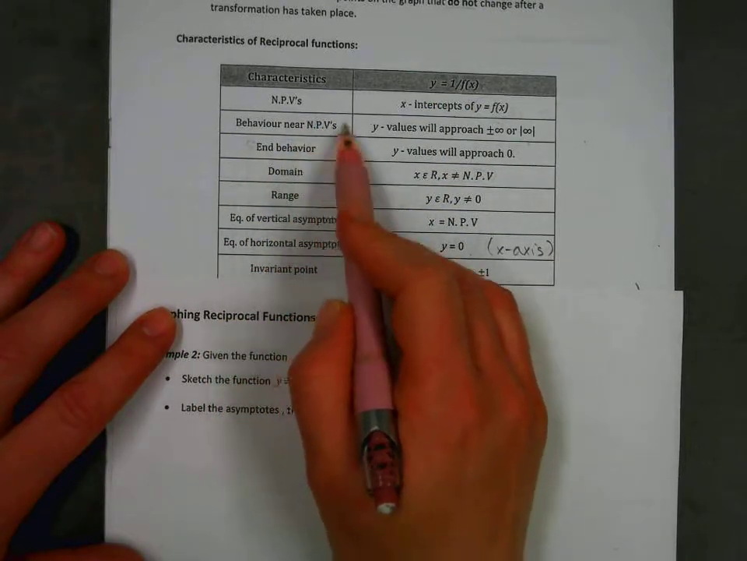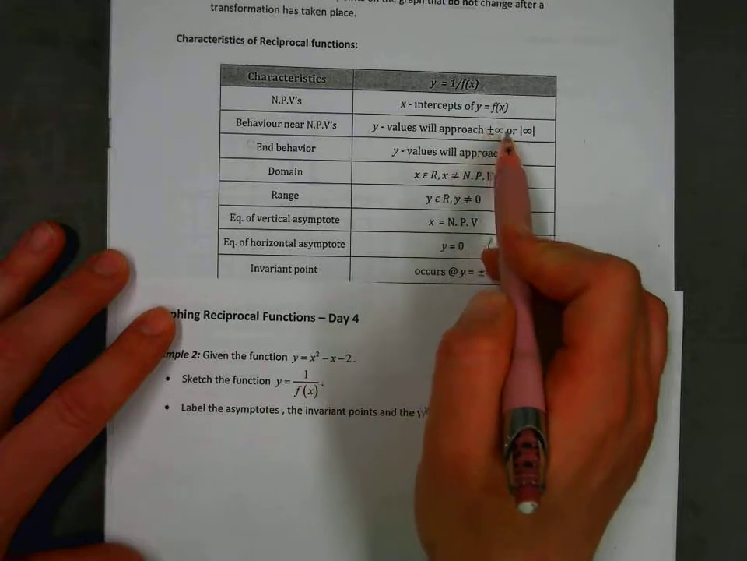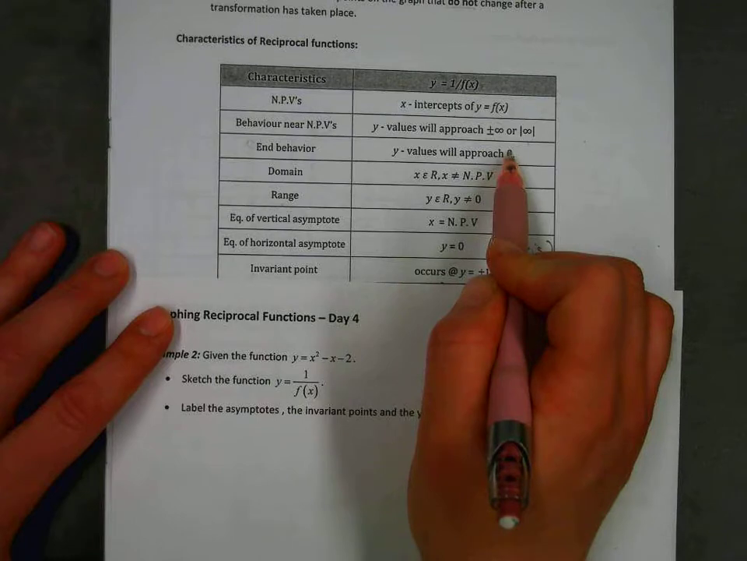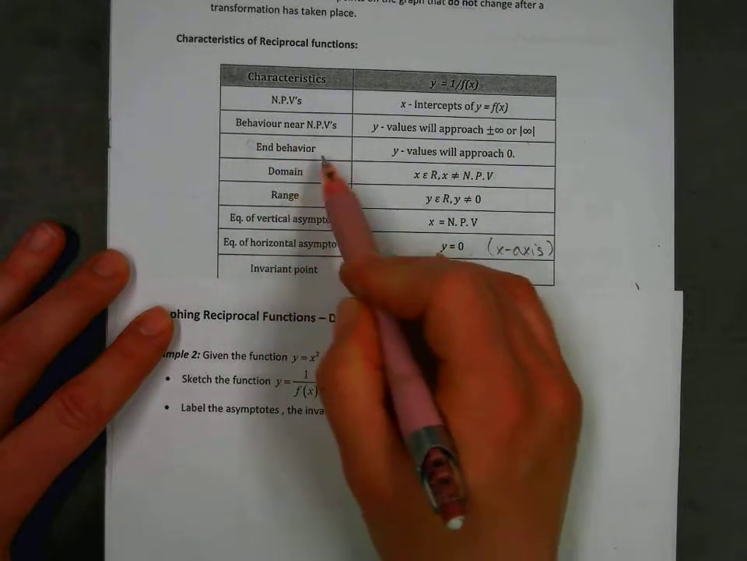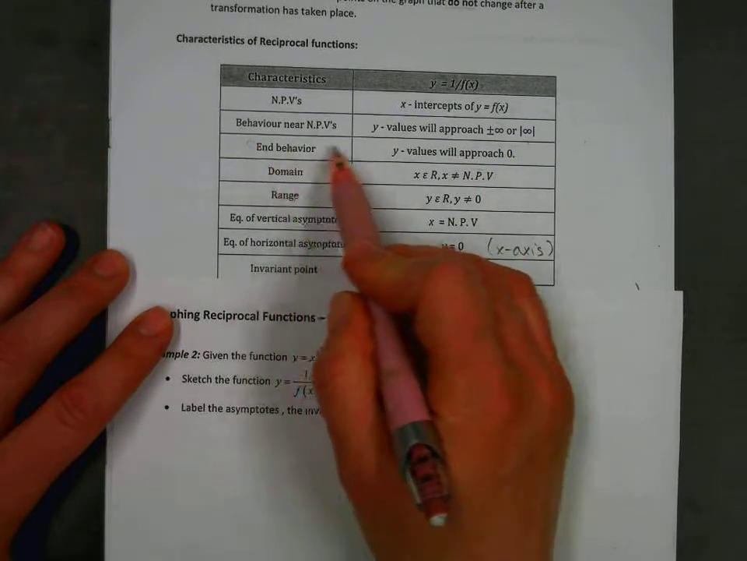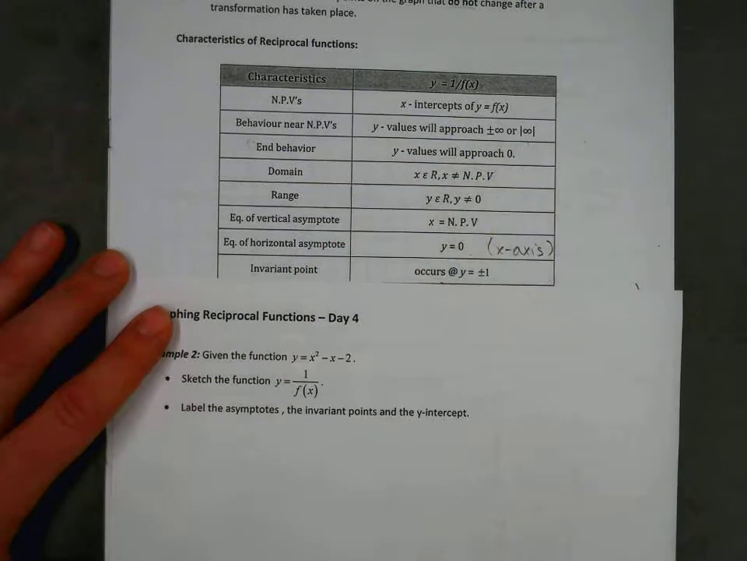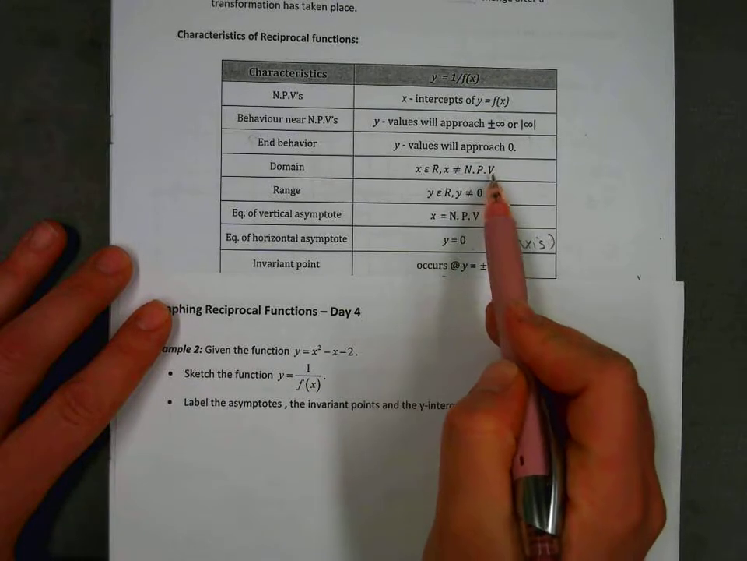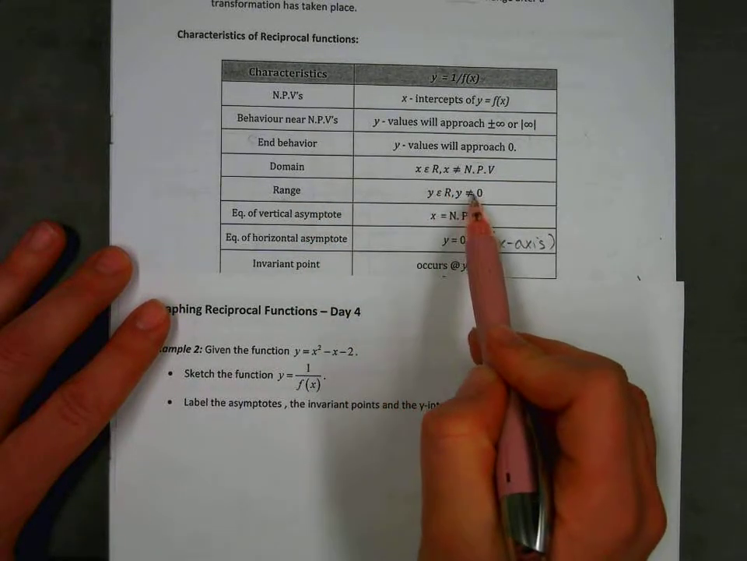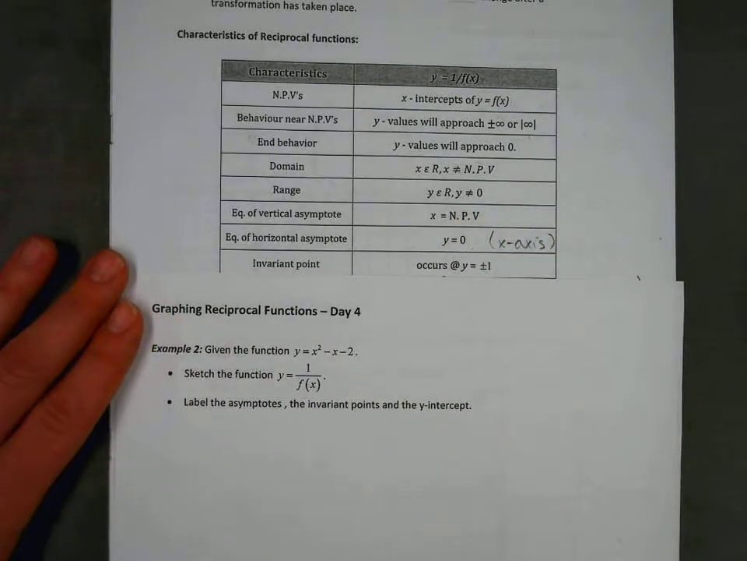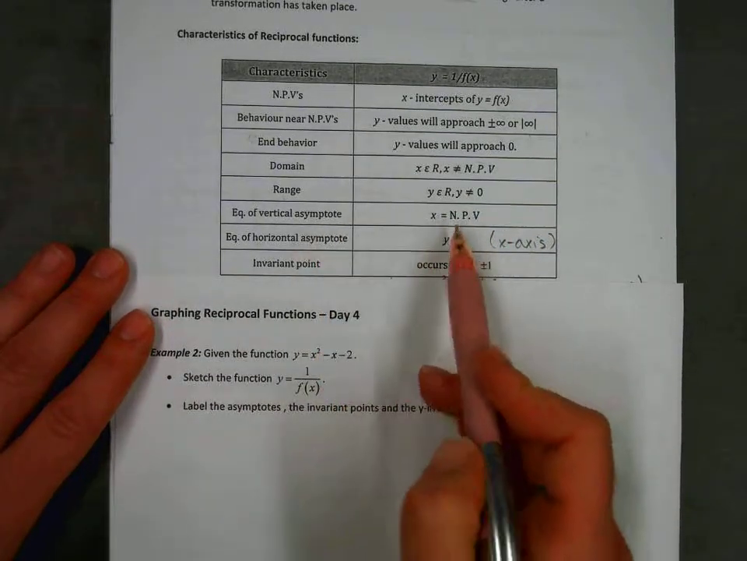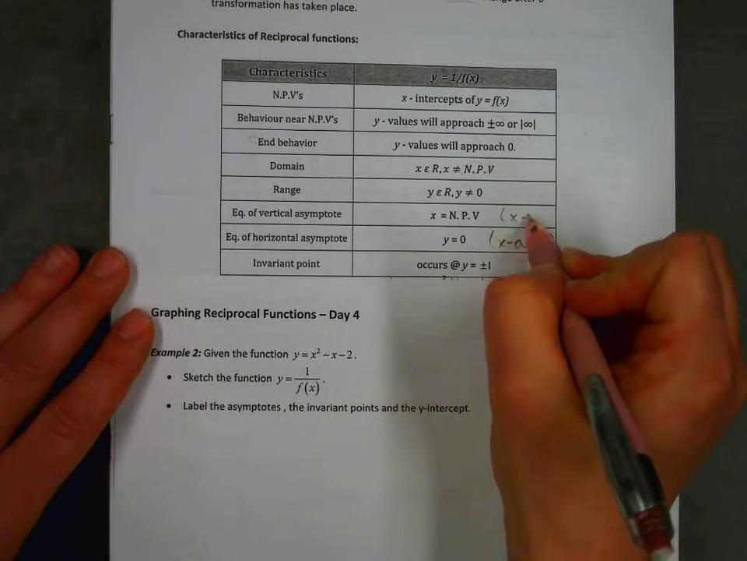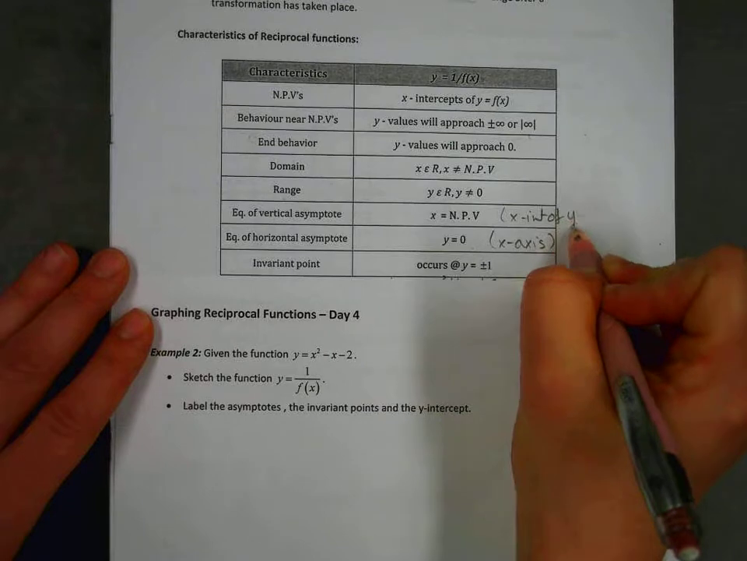Near your non-permissible values, your y values will approach positive or negative infinity. Your y values will approach 0 at your end behaviors. So as your graph approaches the horizontal asymptote, your y values will approach 0. Okay, your domain should be all real numbers except for your non-permissible values. Your range should be all real numbers except that y cannot equal 0. Your vertical asymptotes will represent the non-permissible values, or the x-intercepts of your original function.